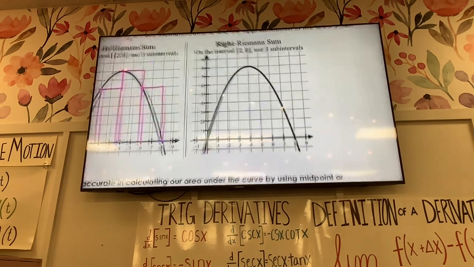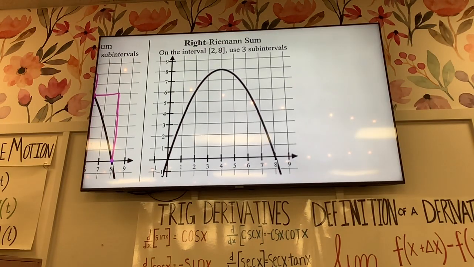All right, so let's do the same thing. We're going to do a right Riemann sum. So to find the width, it's going to be the same thing on really all 4 of these examples. It's going to stay 2. All right, we're still going to take this from 2 to 8.